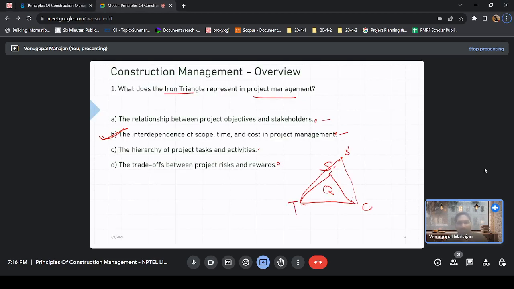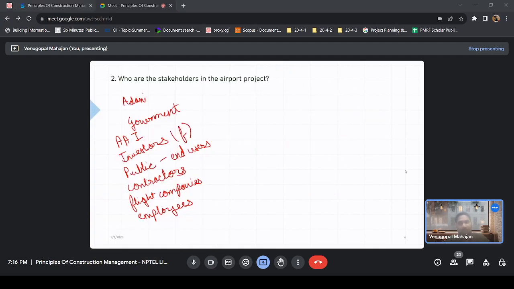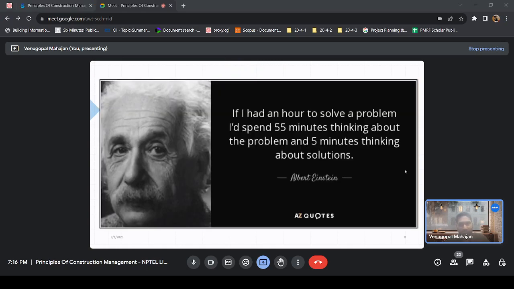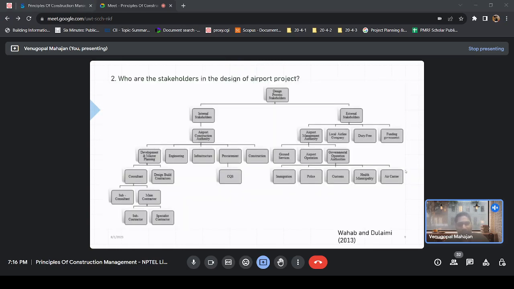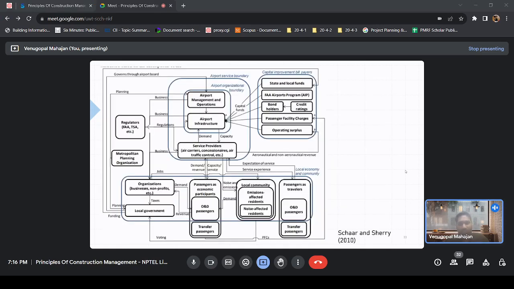Okay, so we discussed things about the iron triangle, time, scope, and cost, and how they affect quality. We moved on to a case study of airport projects about the stakeholders in an airport project. Then we discussed two kinds: the stakeholders in the design or construction part of the airport project and in the operations part. I will be sharing these slides with you, and how these stakeholders are interlinked, like what kind of effect do they have.